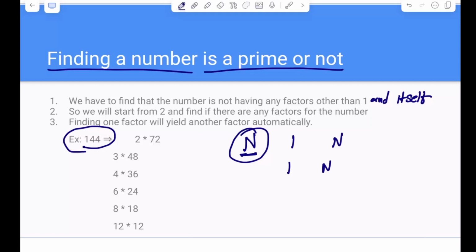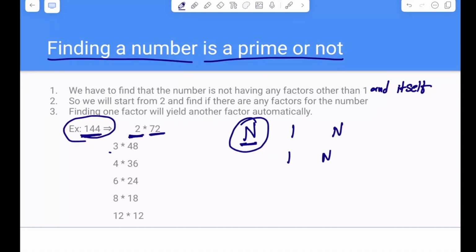So 144 is not a prime number. But let us continue to find factors for 144. Just now we found 2 is a factor. So when 2 is multiplied by 72, the result will be 144. It means 144 can be divided by 2 and 72 also. So finding one factor will lead to another factor automatically.